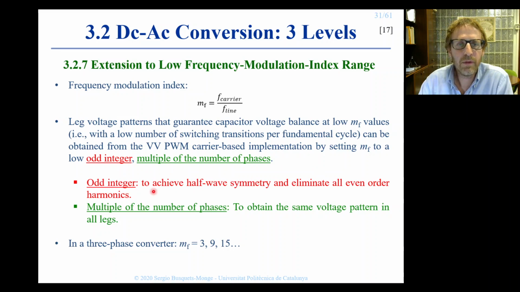We need MF to be an odd integer because this way we will force half-wave symmetry in the output voltages, and this will eliminate all even order harmonics. And we want MF to be a multiple of the number of phases because then we will obtain the same leg voltage pattern in all legs. So for example, in a three-phase converter, we could set MF to 3, 9, 15, and so on.